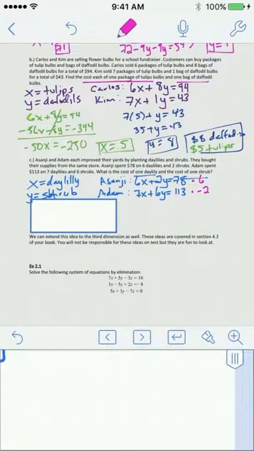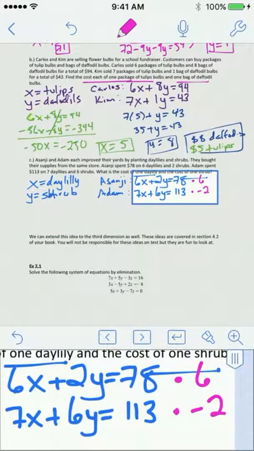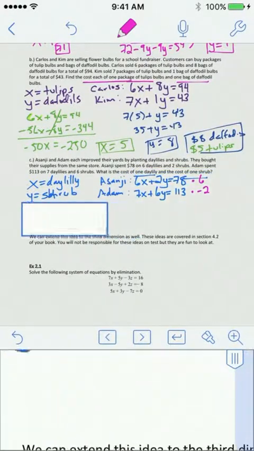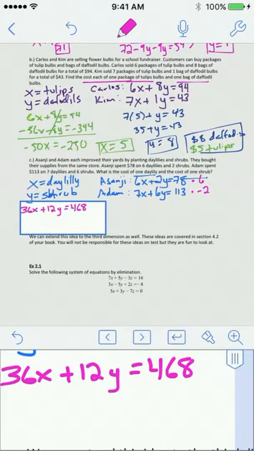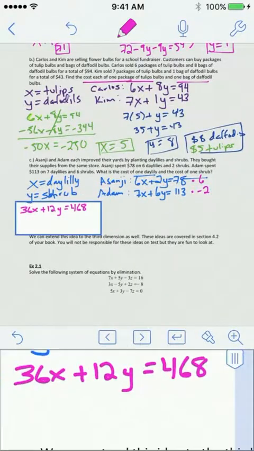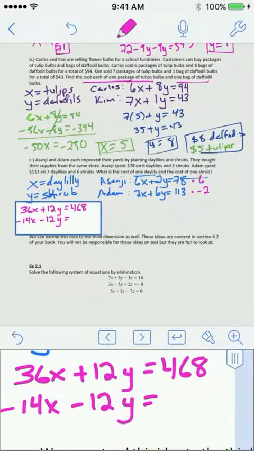Alright, let's go ahead and compute out those multiplications. So I end up with 36x plus 12y equals 468. And then I'll times -2 to the second one. I get -14x minus 12y equals minus 226.